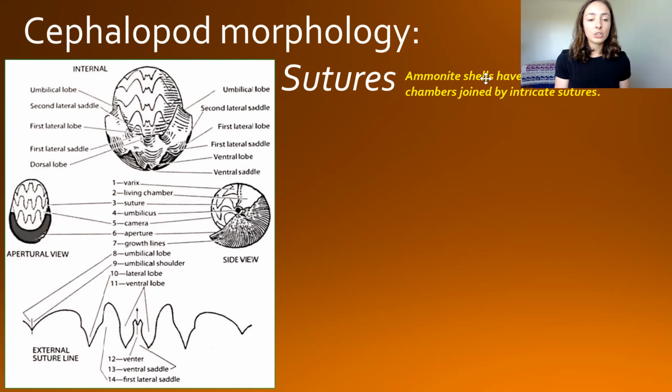Here we can see a figure showing the internal structure of an ammonoid shell, showing the suture pattern on the shell in the top of the figure, and then at the bottom of the figure it's laid out so we can see the suture and each one of its saddles and lobes respectively.